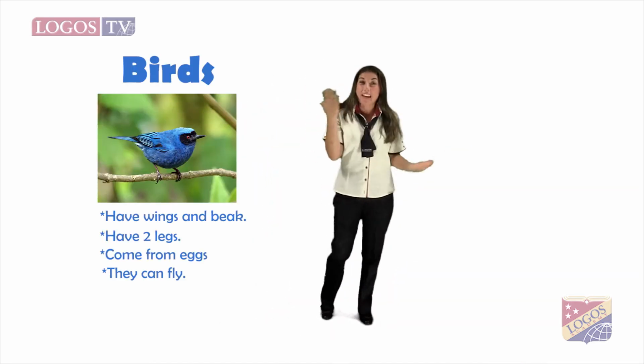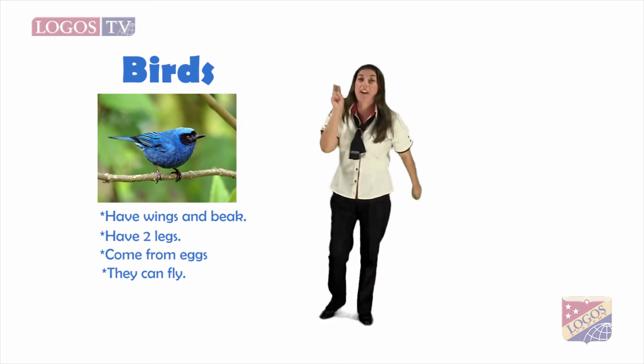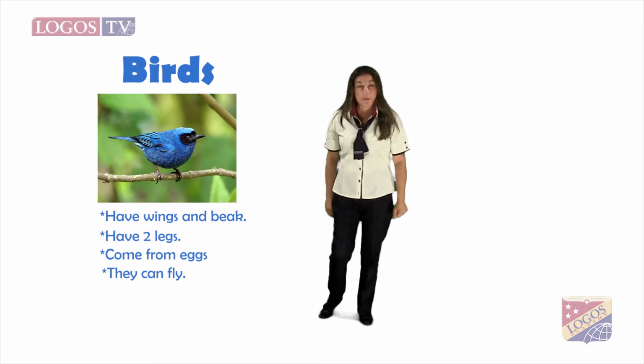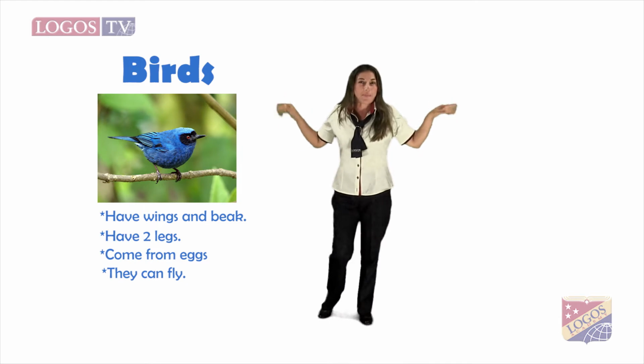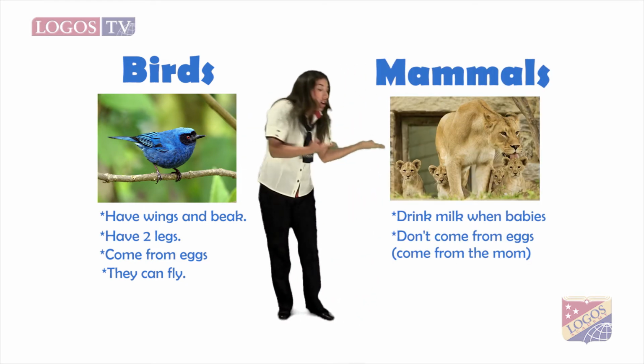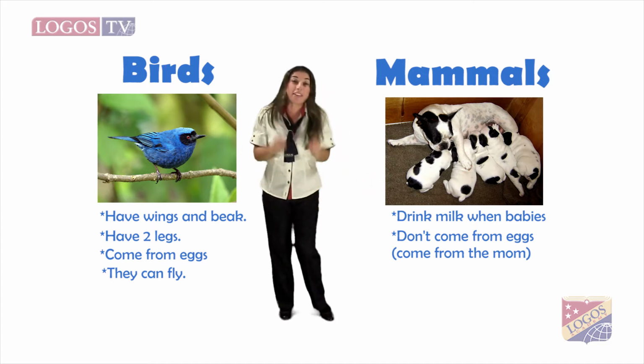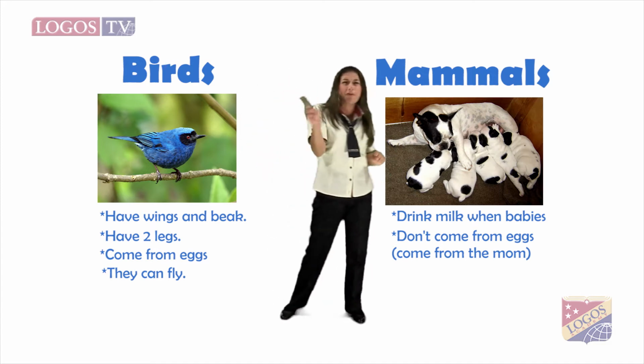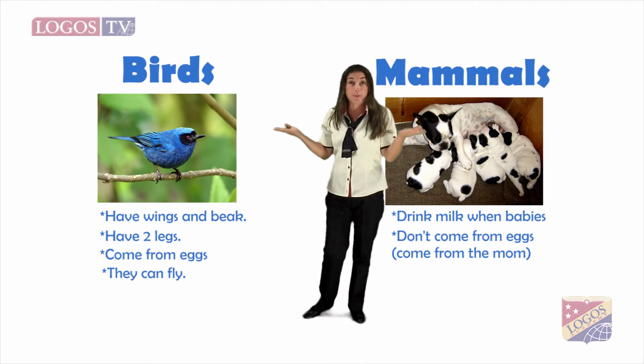Birds have wings and a beak. They have 2 legs. They come from eggs and they can fly. But mammals, as bears, lions, or dogs, they drink milk when they are babies. They don't come from eggs. They come from the mud.